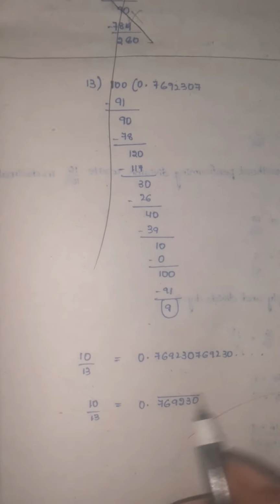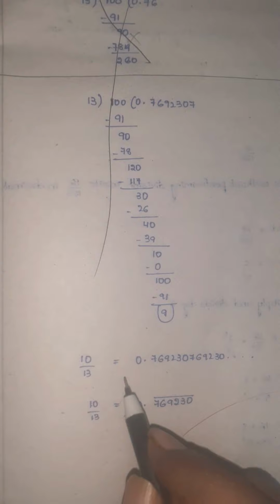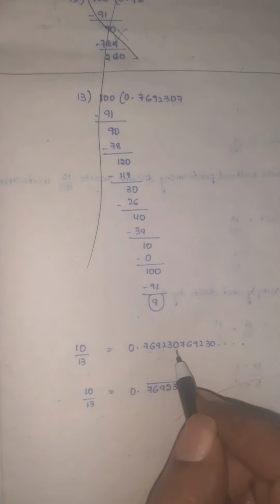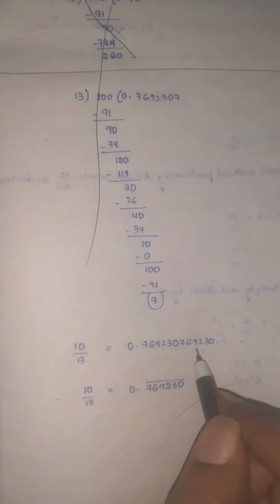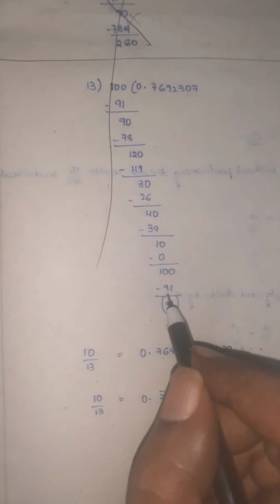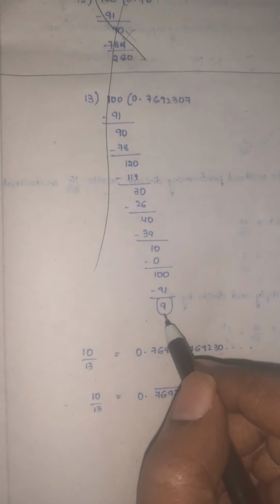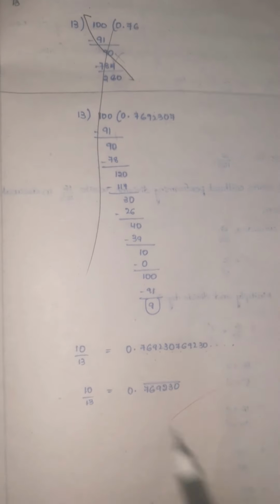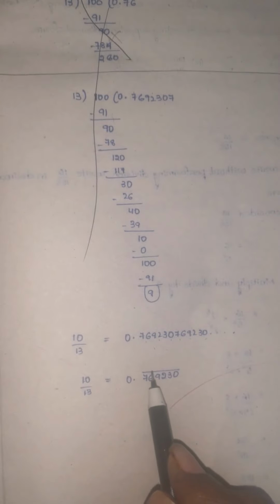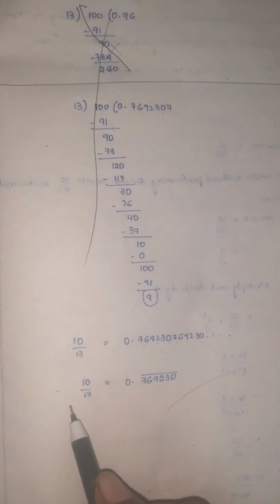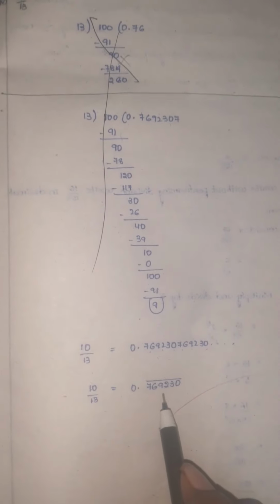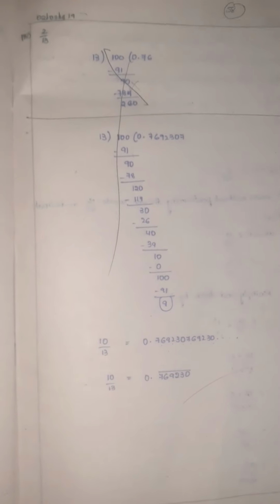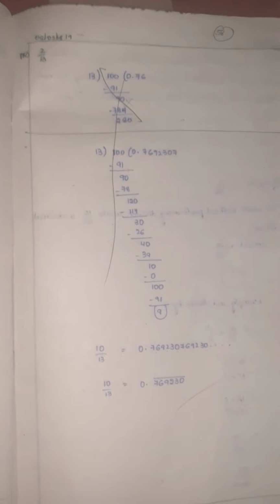Do it carefully. So 10 by 13 is equal to 0.769230769230. Why? Because if we are getting remainder 9 here, the same step you get always. The same step will come. So that's why you have to take the bar for the entire value. So 10 by 13 equals 0.769230 bar. So in this way we will do the problem, children. Okay, thank you.